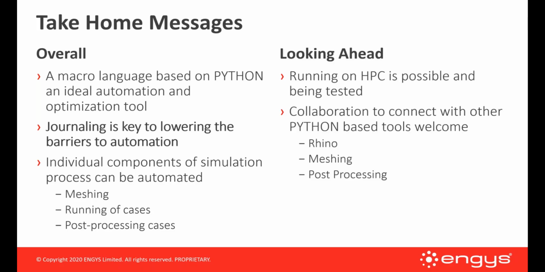In terms of looking ahead, running on HPC is possible and currently being tested. So running on multiple cores on your queuing system. Everything that we do right now with the client server mode is something that can be done within the Python macro with a little bit extra effort. And we're totally open to collaboration to connect with other Python-based tools. Welcome. So Rhino, meshing software, post-processing, rendering. If you have experience in that, feel free to shoot me an email and we can talk about that. I'm definitely interested in sharing knowledge about how we can do this.